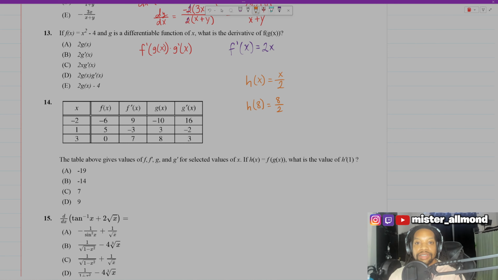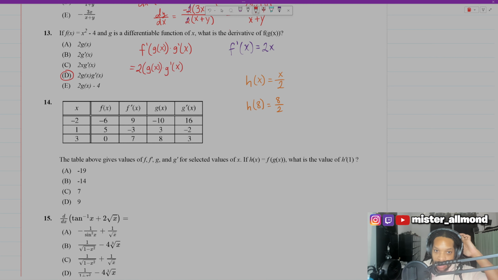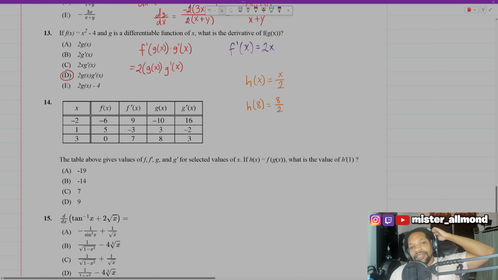Whenever I see an x, I'm going to replace it with g of x. So here's what that would look like. That would be equal to, my f prime function is 2x, but I'm going to put a g of x instead of an x. And then I'm going to multiply that by g prime of x. That literally says 2g of x times g prime of x. Yeah. That one is like easy and hard. It's easy, but it's hard. I can see some people getting confused on that one.